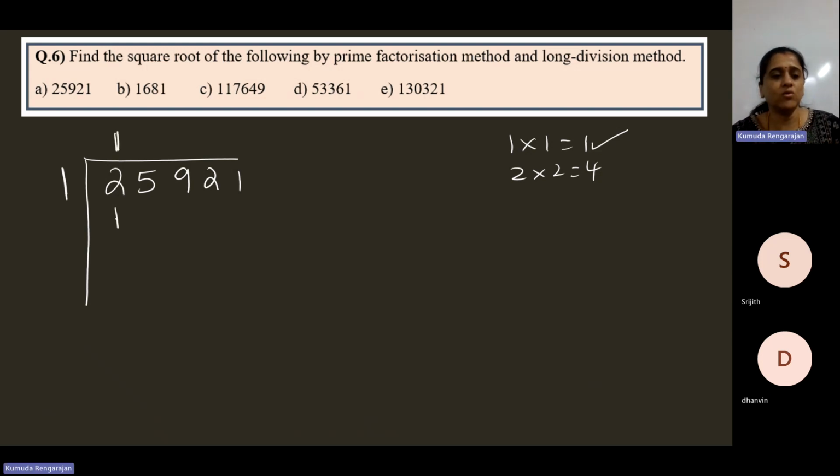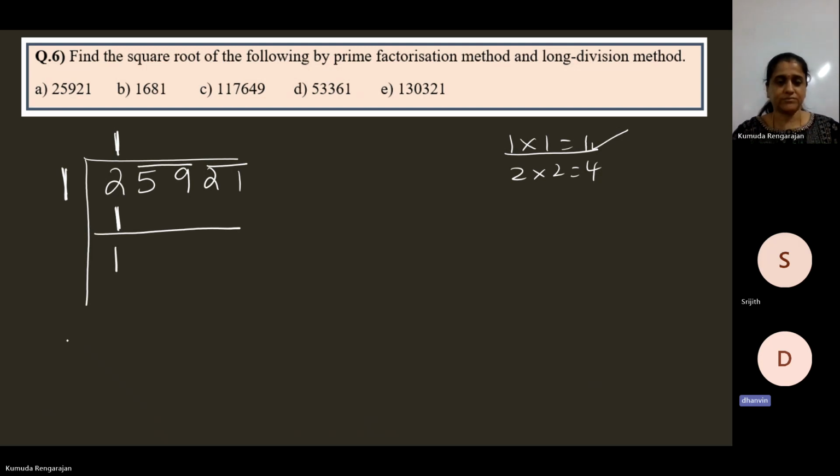1 ones are 1. You must write this equation here. See here. 1 into 1 is 1. So write it here. 1 ones are 1. Subtract. You should have paired it before that. Yeah. Go on. If you have a question, you can ask me.